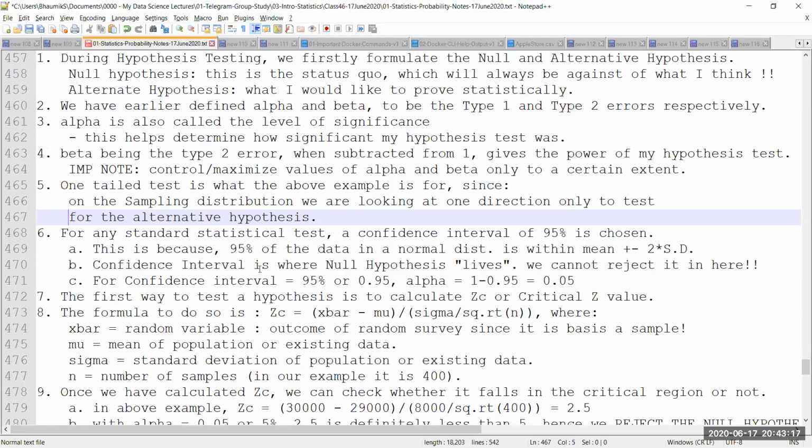There are tests where there are no tails, right? We are going to see those examples as well, at least one of them.